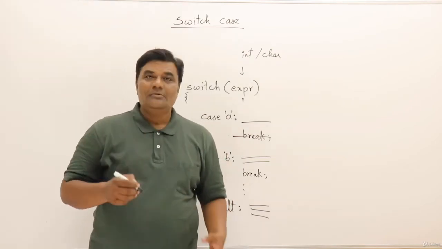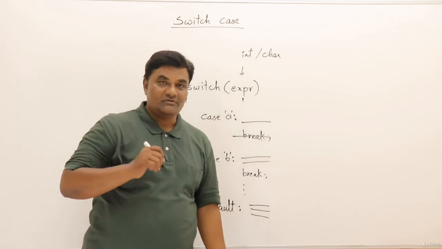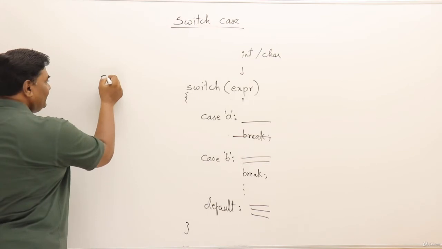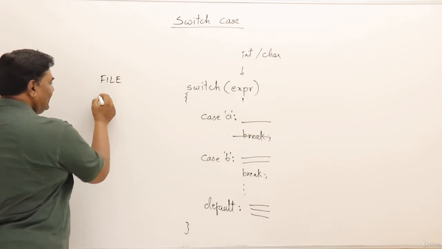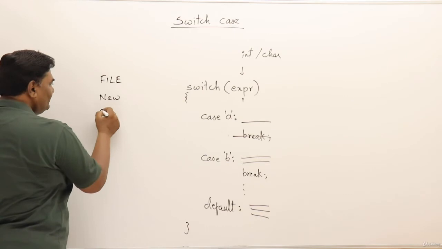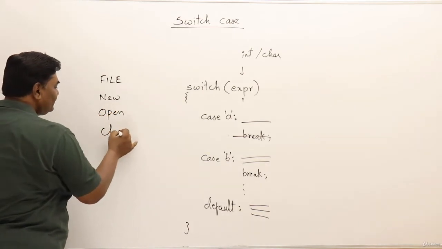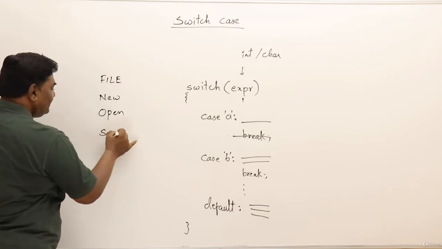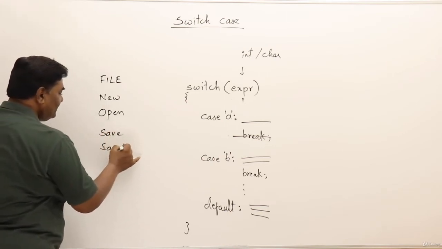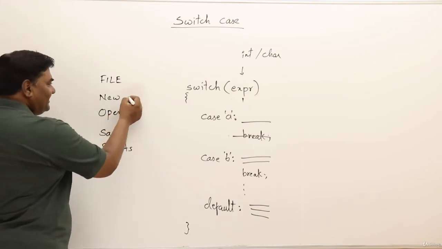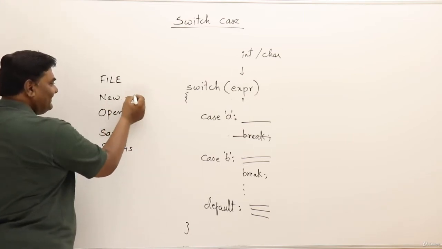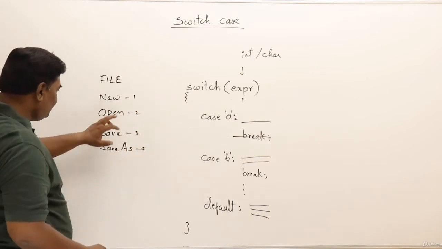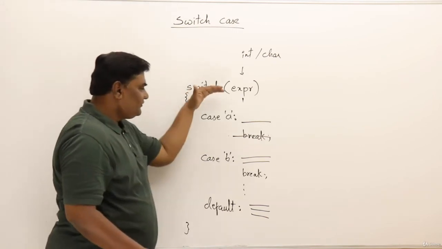Where is this switch case useful? Mostly it is useful for writing menu driven programs. For example, if I take the example of Notepad, in Notepad we will have the menu that is File. And in that File the options will be there like New, Open, Close, Save, Save As. Now for each I can mention some code behind it. If this is clicked, let us say it is 1. If this is clicked, let us say it is 2, then 3, then 4. So depending on the value that is clicked, we can execute that particular case.